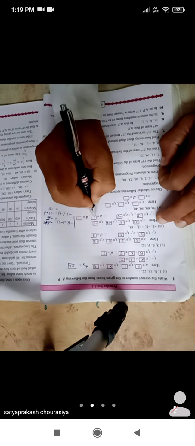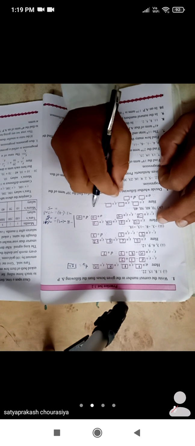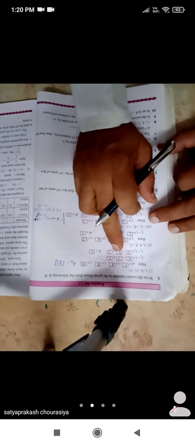Understood, students? Now see what A is here. A is minus 3 and D is minus 5. We already studied that the common difference D can be positive, can be negative and can be zero. ये तीनों हो सकता है, पॉजिटिव, नेगेटिव और जीरो हो सकता है. So in the first one we have seen there is a positive D, and in the second case there is a positive D, and in the third case there is a negative D. Now see question number 4.